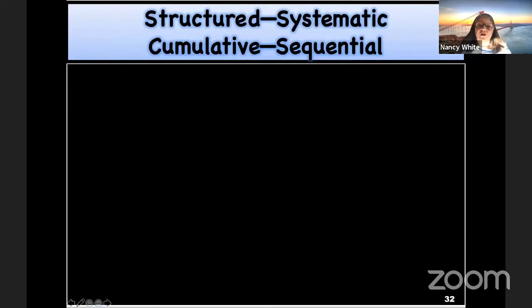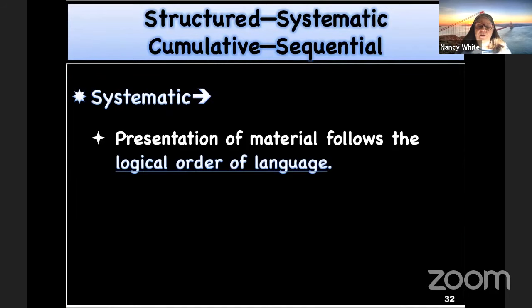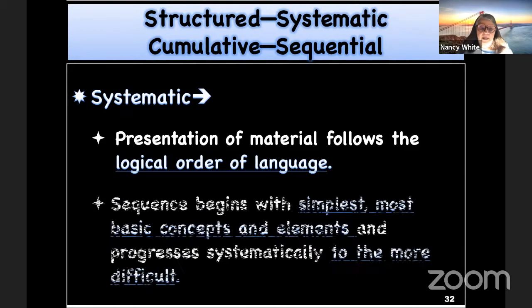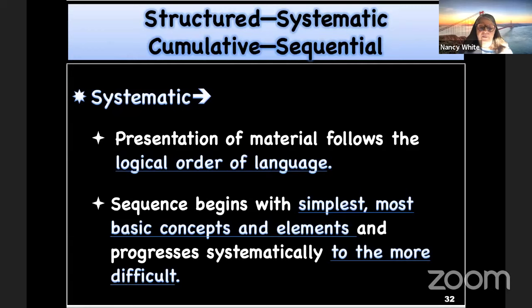So, structured, systematic, cumulative, sequential. Presentation of the material is the logical order of the language. You also want to present the concepts that are most useful, that occur most often, which means the student will be able to read and spell the greatest number of words.